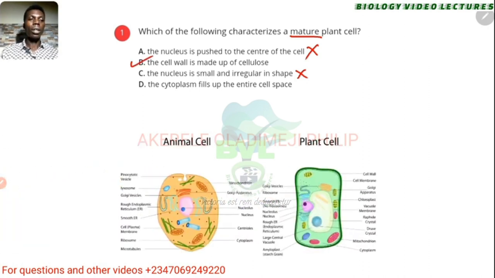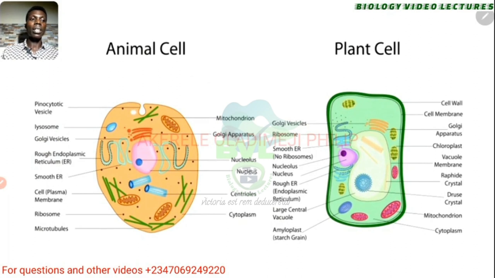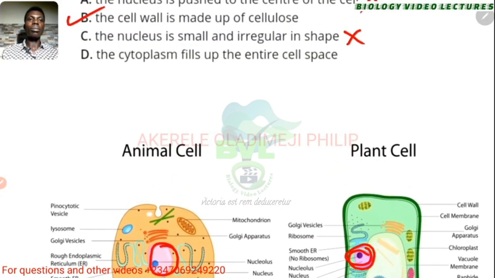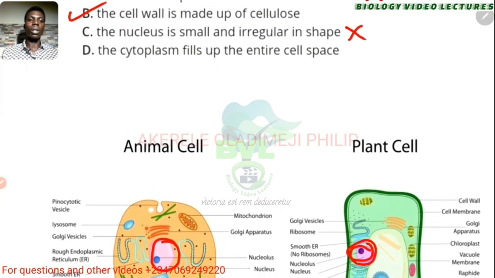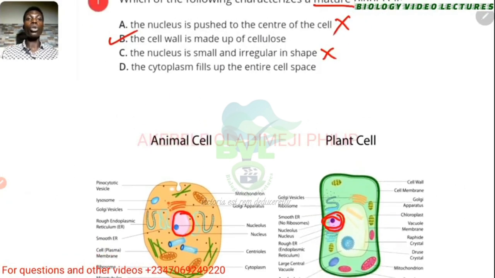All right, now this is what we're trying to say. I'm going to look at what I just talked about here. The nucleus is by the side for a plant cell, and the nucleus is at the middle for an animal cell. So when the question was saying that the nucleus is pushed to the center of the cell, well, that does not apply. Basically, you might want to pause the video here to look at this some more, like I told you. This is a plant cell that has a cell wall, which is made up of cellulose, a type of polysaccharide.